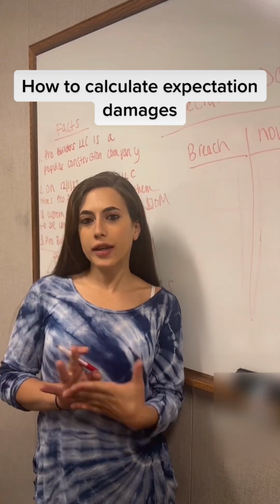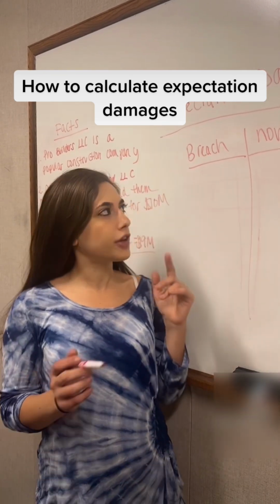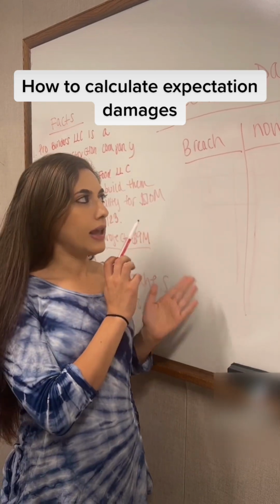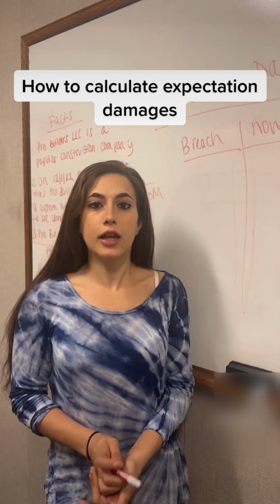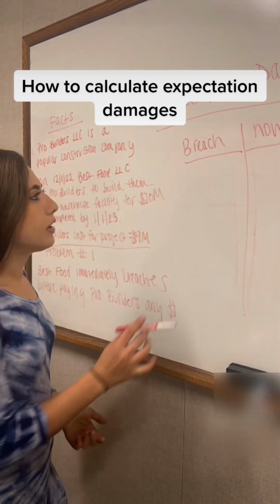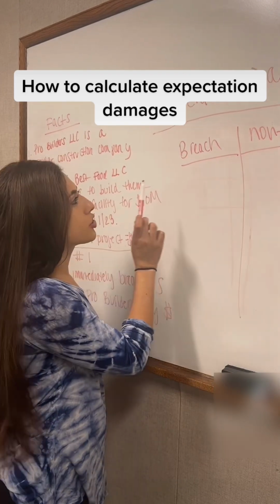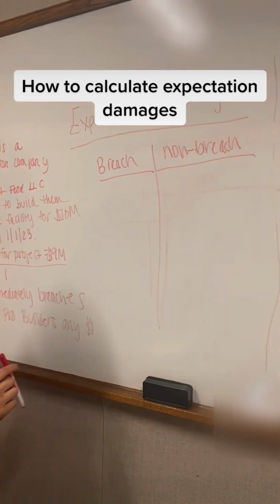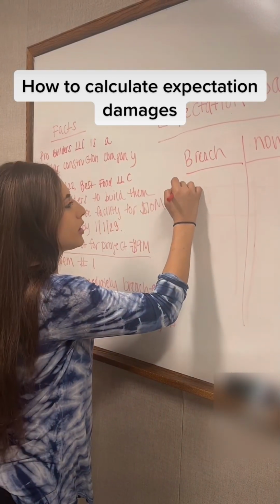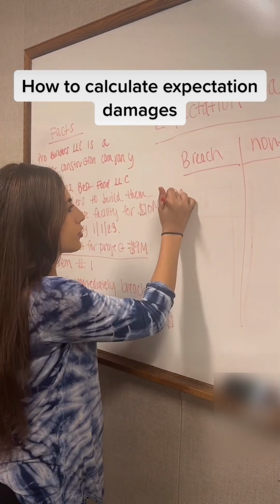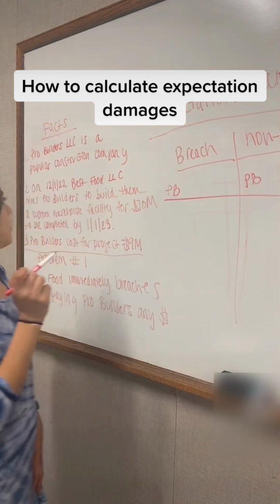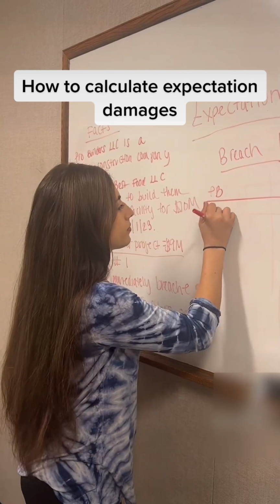Okay, so when we're calculating expectation damages, we have to figure out how we can make it so the parties will be in as good of a situation as they would have been if the contract had been fulfilled as it should have. In order to do that, we make a chart showing breach versus non-breach. So in the breach world, Pro Builders, which we will call PB, is right here. And then we also have Best Food, we'll call them BF.